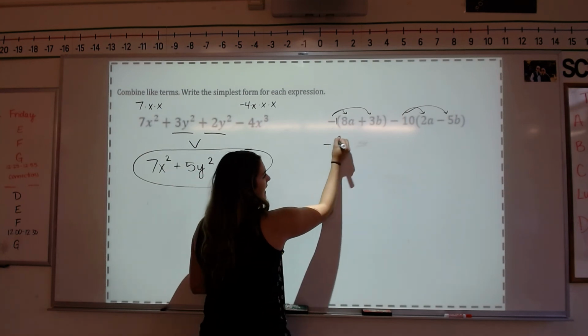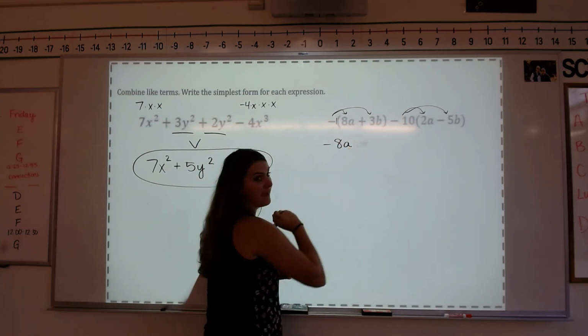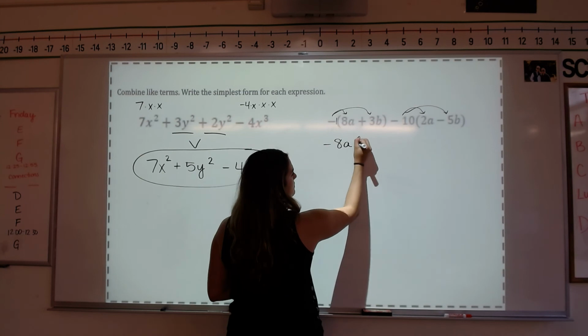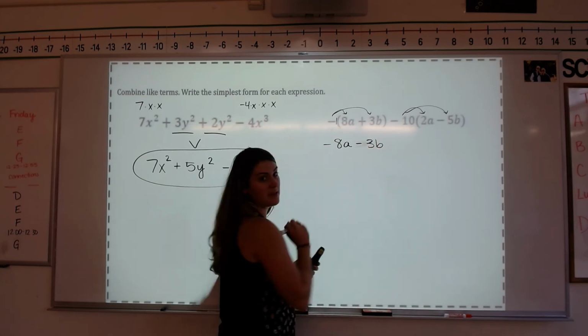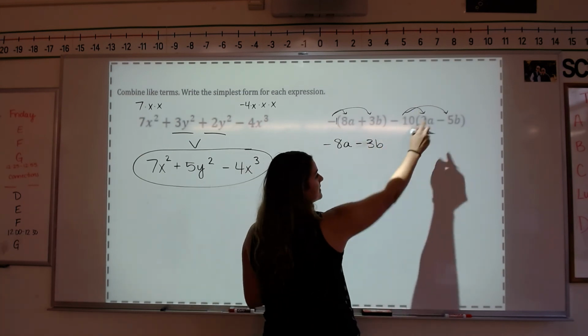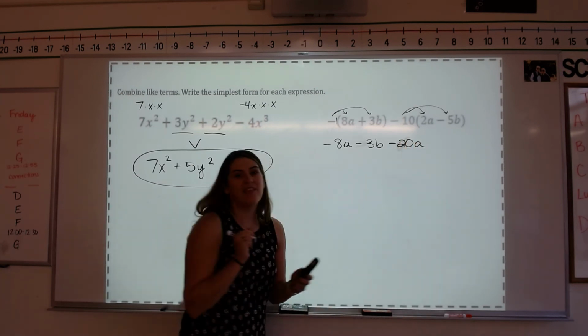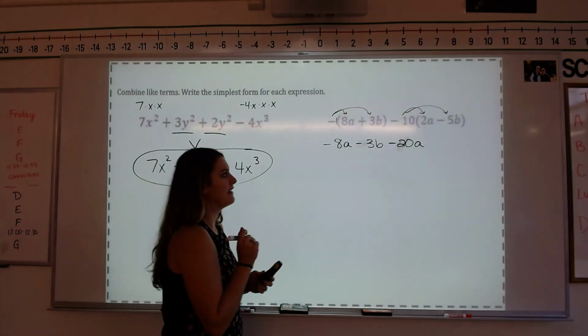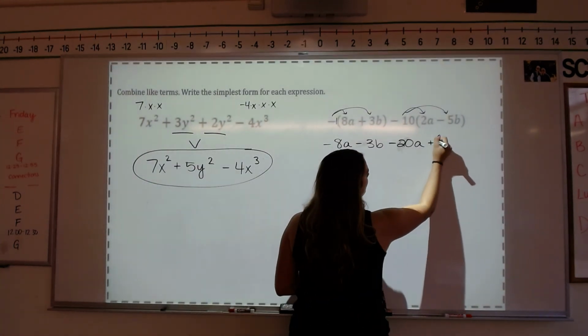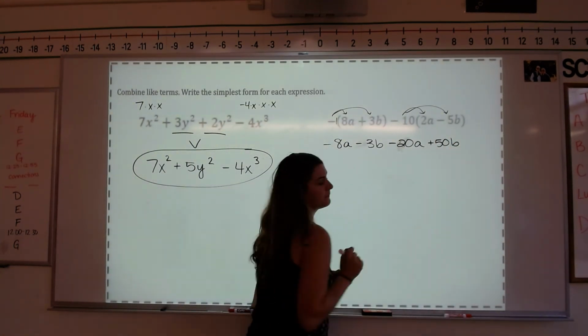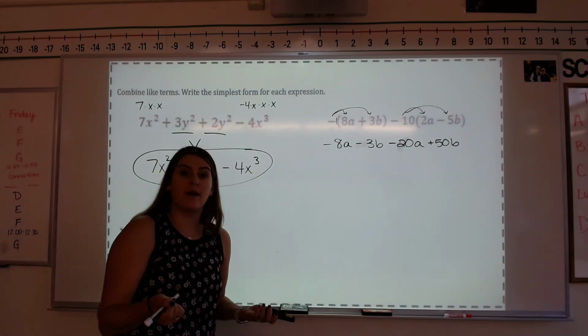-1 times 8a is going to be -8a. -1 times 3b is going to be -3b. -10 times 2a would be -20a. And then -10 times -5b would be +50b. And now we can worry about our like terms.